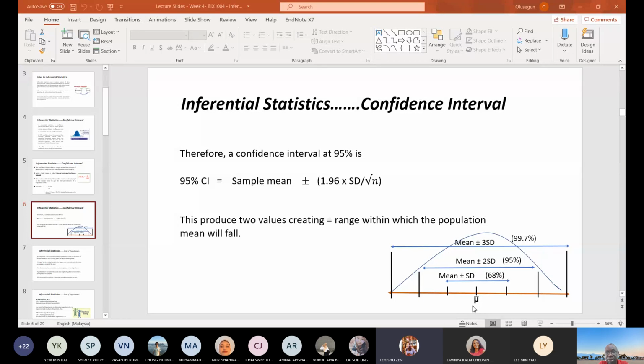Doctor, I have one question. Yes. Why is the formula given plus minus 1.96?